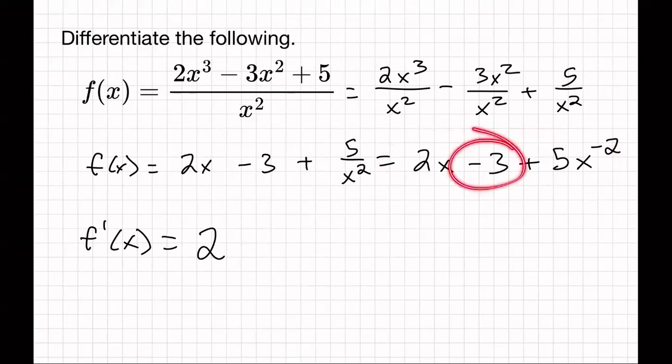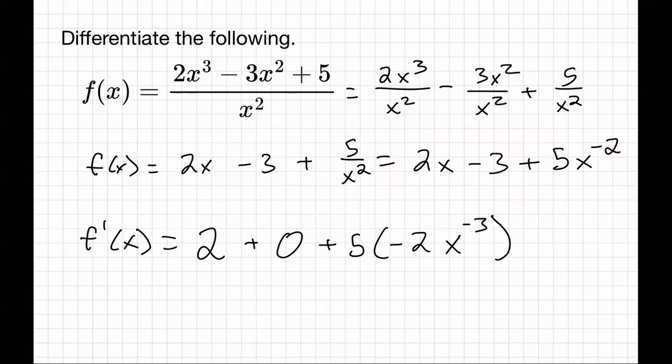The second term is a constant, so that is 0. And then lastly, we would say 5 times, then we're going to bring the negative 2 to the front, but make sure you're subtracting 1. So the negative 2 becomes a negative 3. This would give us 2 minus 10x to the negative 3, or if you want to write it back the way it was before.